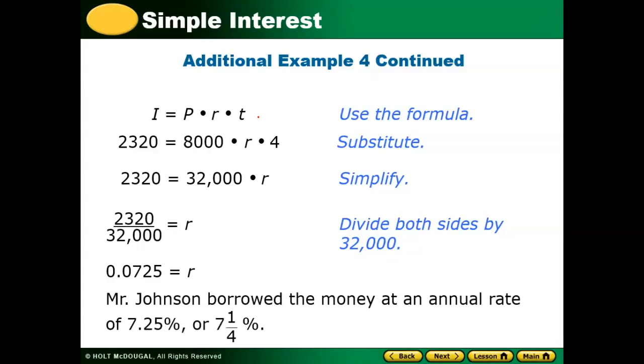And if you take that and multiply by 100, that will give you 7.25%, or 7 1/4, but 7.25 is perfectly fine. That is the rate at which he borrowed the money. So that was the annual rate he was given, or charged in this case.